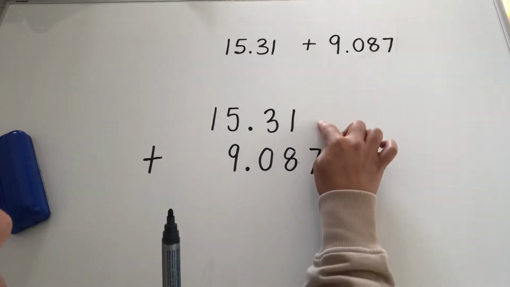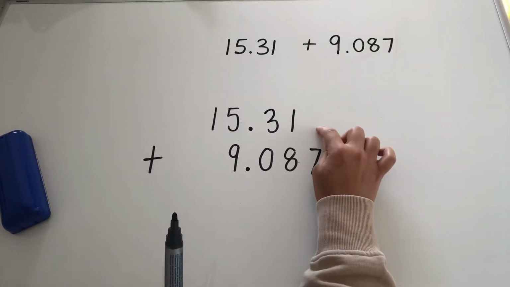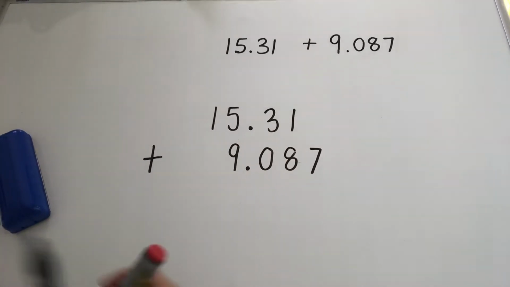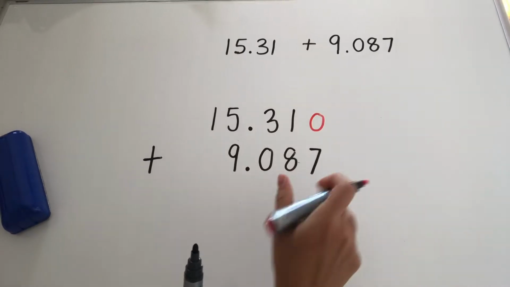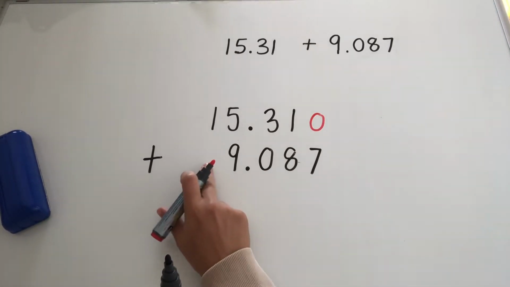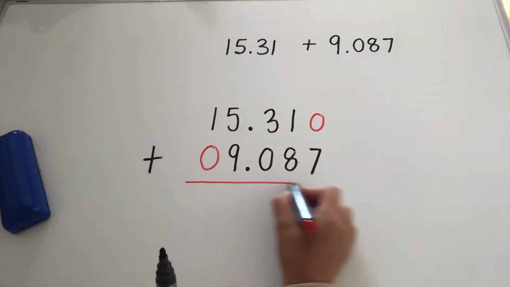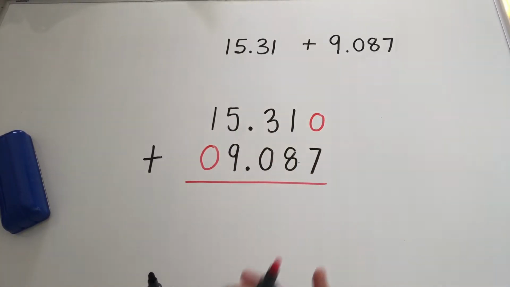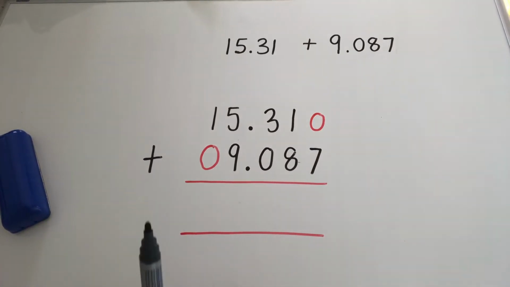As you can see, there is no value in the thousandths column in one of our numbers here. So what we can do is just add a 0 to hold that place value spot, and same thing here in our tens column, we can add a 0 so we don't get confused. So now what we've done, because we've lined up our decimal points, we can just start adding as per usual, like we usually do when we are using vertical addition.